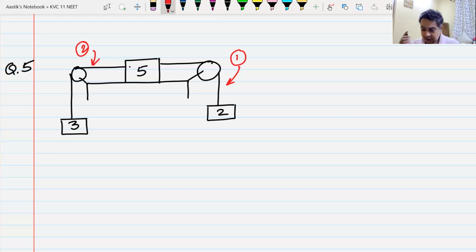The 3 kg block will move downwards. If it moves downward with an acceleration A, this will move towards left. Yes or no? With the same acceleration A, this will move upwards with the same acceleration A. Do we understand this? Yes, sir. The next question is, find the value of A.